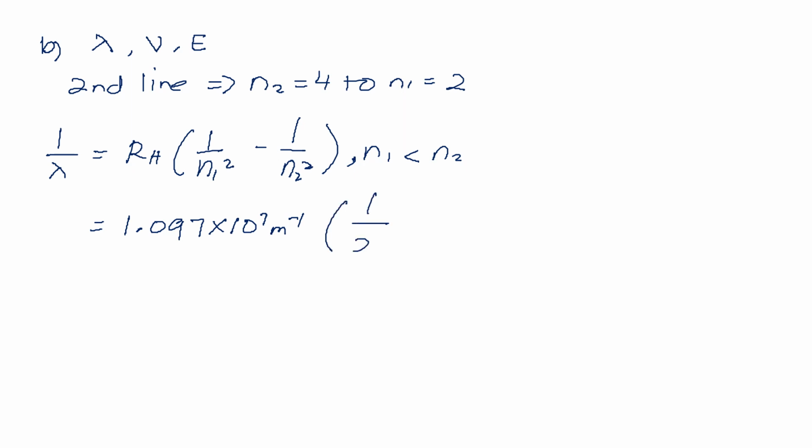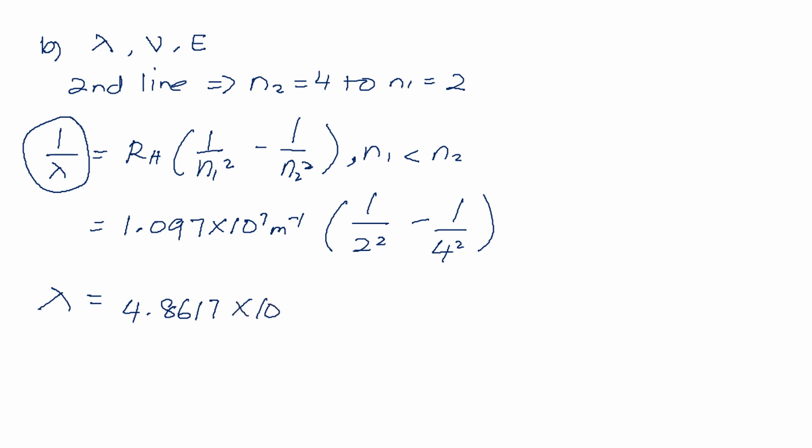Times 1 over 2 square minus 1 over 4 square. So why do we use this formula? Because the information that we have is only the value of N. So we substitute. Remember, this one is 1 over lambda. This is 1 over lambda. So make sure you are careful when you calculate the value of lambda, not 1 over lambda. So the answer will be 4.8617 times 10 to the power of negative 7 meter. So that's the value of lambda.